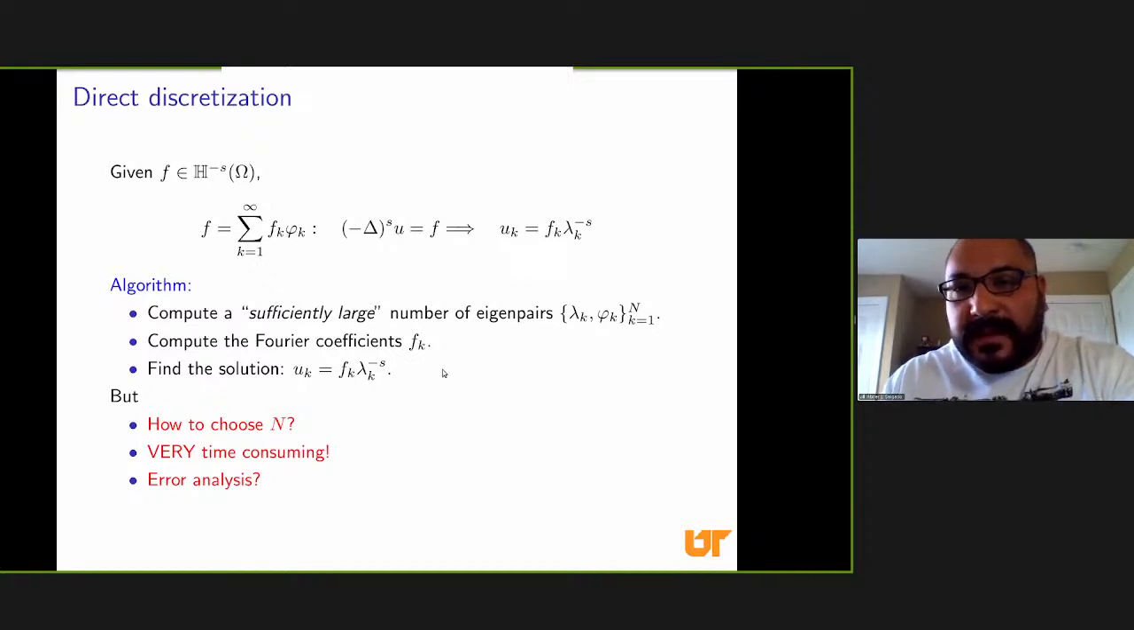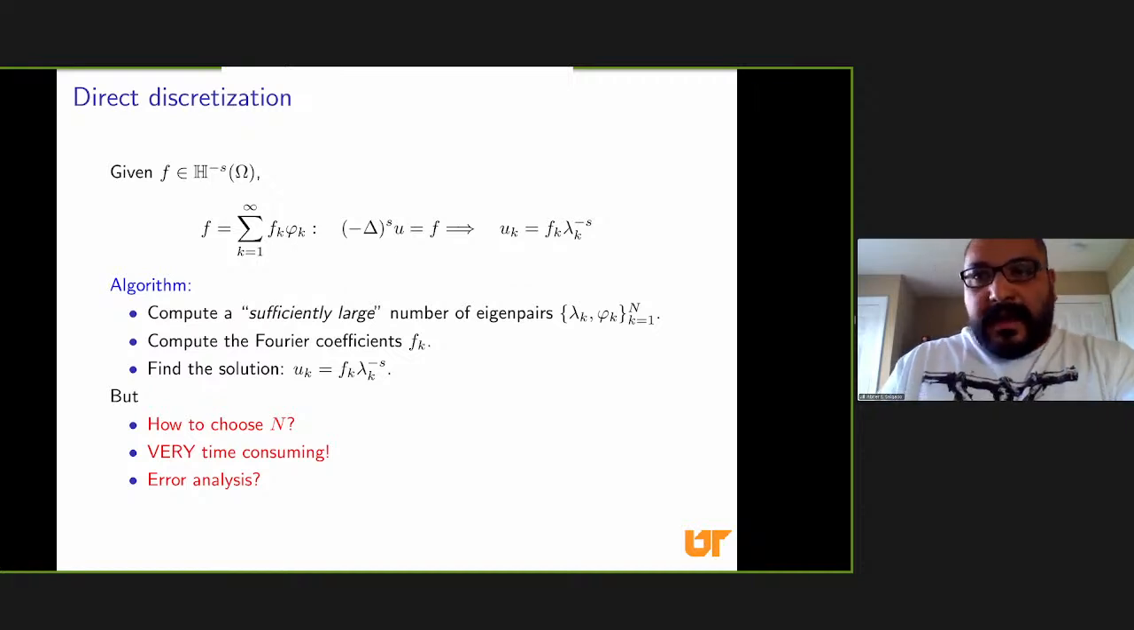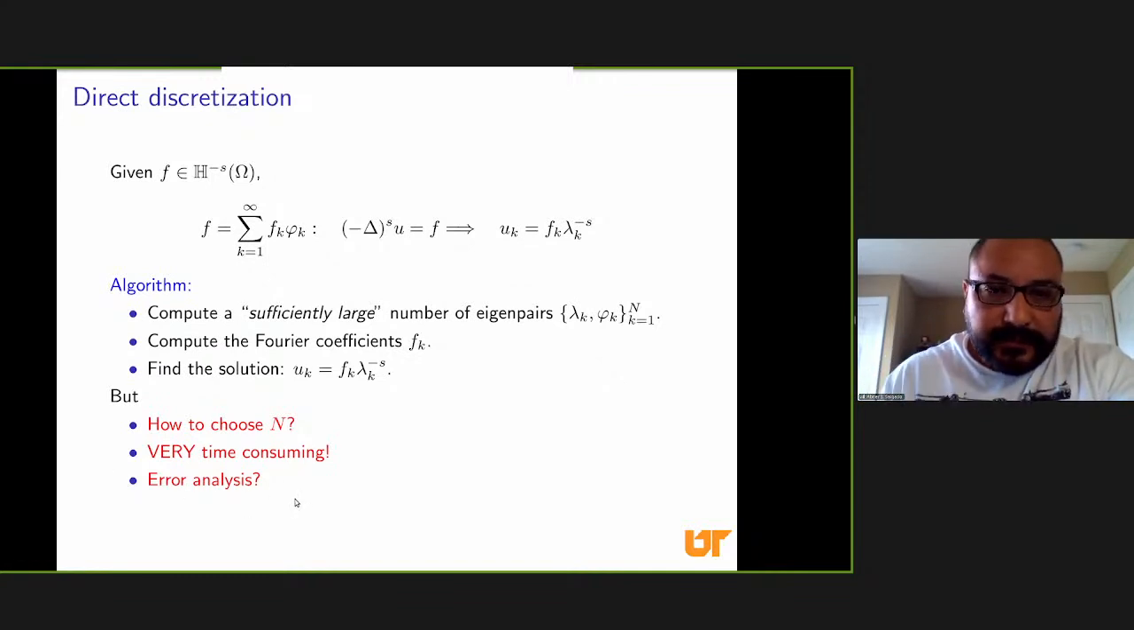Of course, this may not be the very smartest thing to do, although it is the obvious one, because there are many questions here. We need to compute a sufficiently large number of eigenpairs. So how do we choose this n? What sufficiently large means is not clear. Eigenvalue problems, even in the finite dimensional setting, are very well known to be difficult. And even if we insist on going this way, it's not clear what to do with respect to error analysis, so how good of an approach this is.